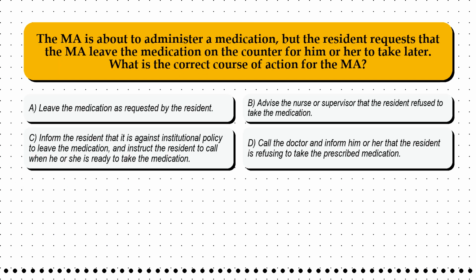Question 15. The MA is about to administer a medication, but the resident requests that the MA leave the medication on the counter for him or her to take later. What is the correct course of action for the MA? Option A. Leave the medication as requested by the resident. Option B. Advise the nurse or supervisor that the resident refused to take the medication. Option C. Inform the resident that it is against institutional policy to leave the medication, and instruct the resident to call when he or she is ready to take the medication. Option D. Call the doctor and inform him or her that the resident is refusing to take the prescribed medication.